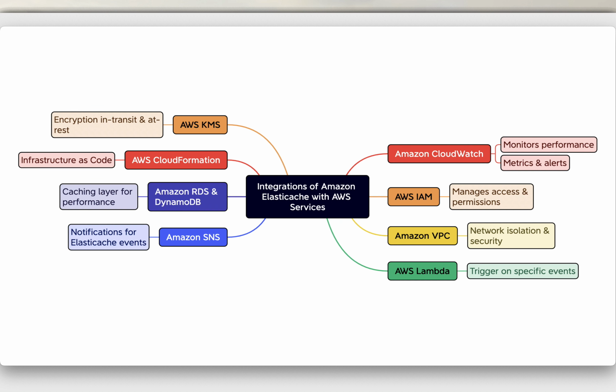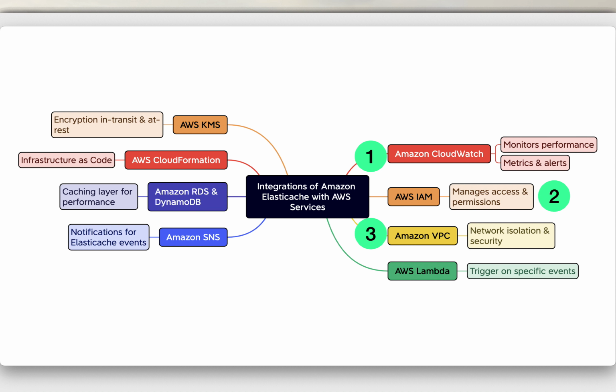Integrations of Amazon Elasticache with AWS services. 1. Amazon CloudWatch monitors the performance of cache clusters, providing metrics and alerts related to usage, health, and availability. 2. AWS Identity and Access Management, IAM, manages access and permissions, allowing specific AWS users and roles to perform certain operations on Elasticache resources.